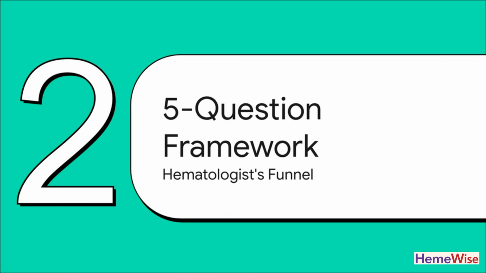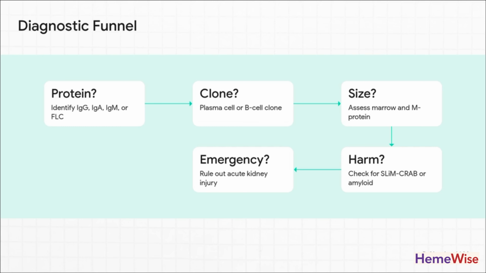Moving right along to Section 2, the 5-question framework. Think of this as the hematologist's cognitive funnel. Asking these 5 specific questions in this exact order prevents you from making 2 major mistakes, either over-treating a harmless MGUS or totally missing a small but highly toxic clone. So what is the protein? What is the clone? How large is it? Is it causing harm? And finally, is there an emergency?